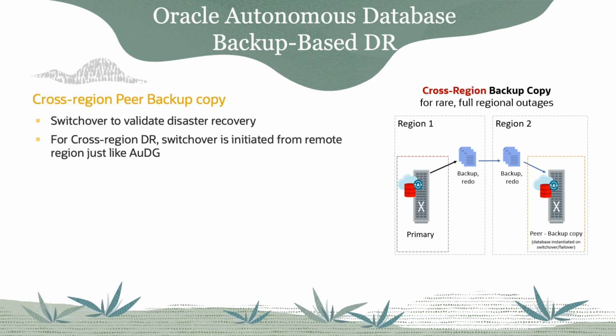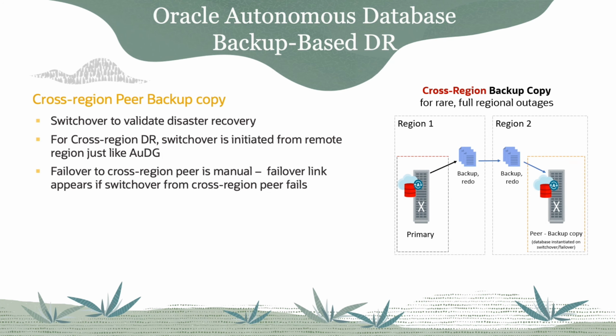This is similar to autonomous data guard. When you click on the cross-region peer backup name, it will open up another tab of the OCI console for your cross-region peer backup copy, from which you can click on the switchover link. Failover operation to cross-region peer backup copy is manual, so you first initiate the switchover from the cross-region peer backup copy details page. If that doesn't succeed, then it will update the page and provide a link to failover.